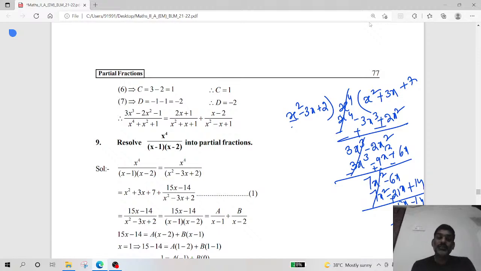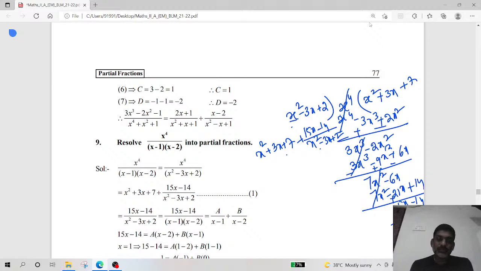Or else, what do we write here? We can write the improper fraction. The improper fraction can be written as x square plus 3x plus 7 plus 15x minus 14 divided by x square minus 3x plus 2. This is also divided into quotient plus remainder over divisor. Okay, right. And then now the process is as usual. What is the process here? 15x minus 14 divided by x square minus 3x plus 2 is there.